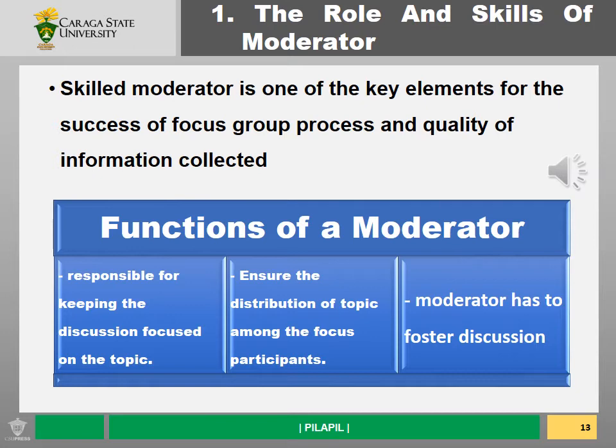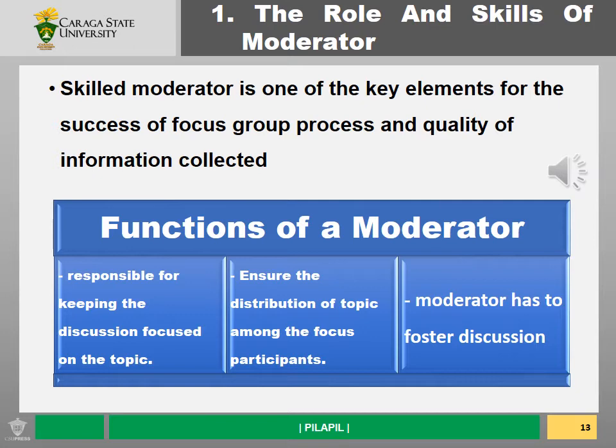First, a moderator is responsible for keeping the discussion focused on the topic. The focus group is a rather flexible type of interview. At the same time, it should not detour too much from the central topic of the research. Second, the moderator ensures the distribution of the topic among the focus group participants.